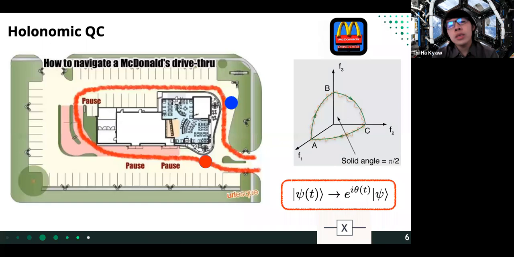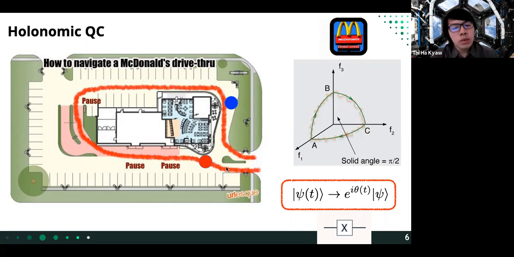This is a little bit challenging technically, and this is a general public talk, so I'm not supposed to use heavy mathematical equations. I will try my best to explain the fundamental idea behind holonomic quantum computation. It is similar to a McDonald's drive-through. You are inside a car and you want to order something from McDonald's, so you drive through a particular pathway. This is exactly the same in holonomic quantum computation too.